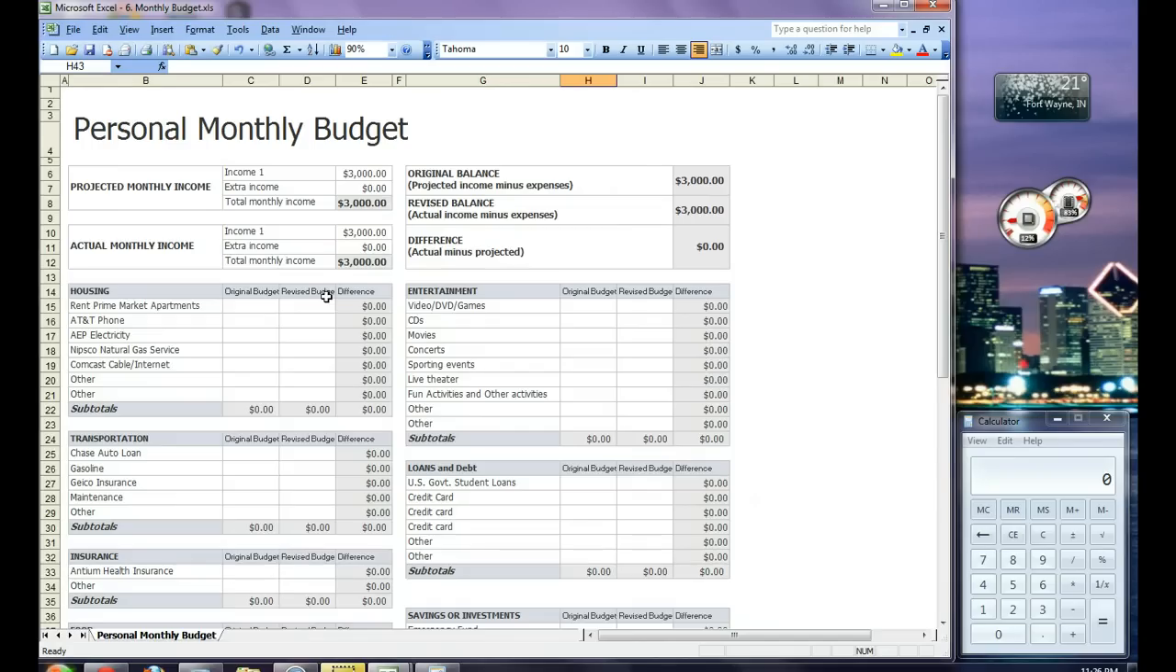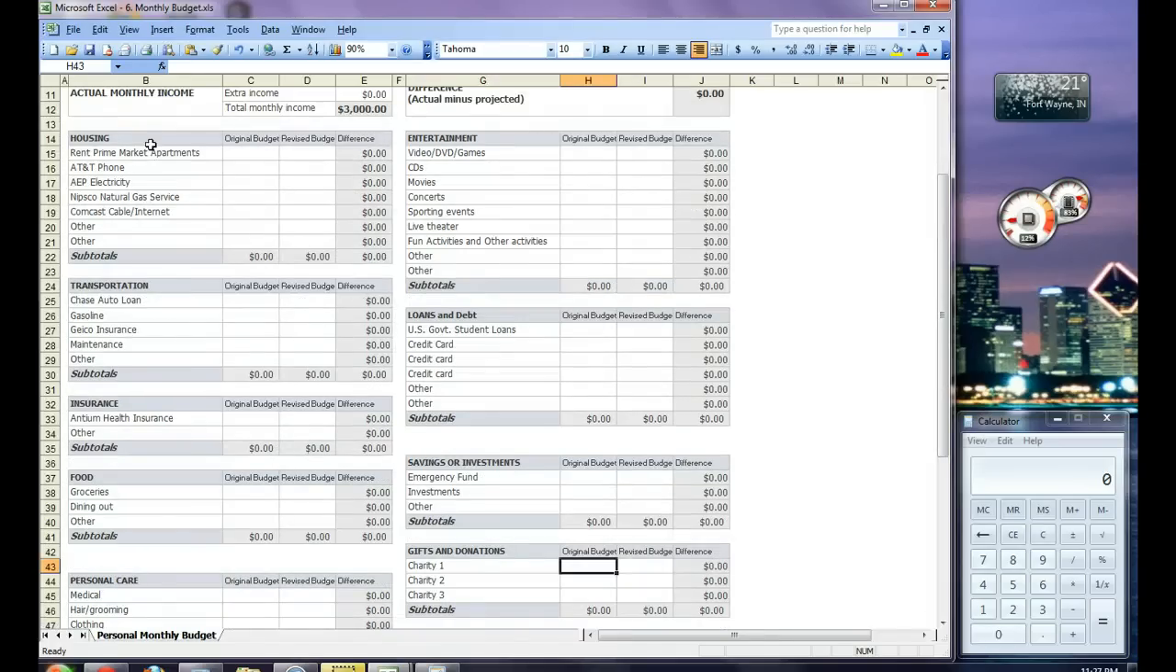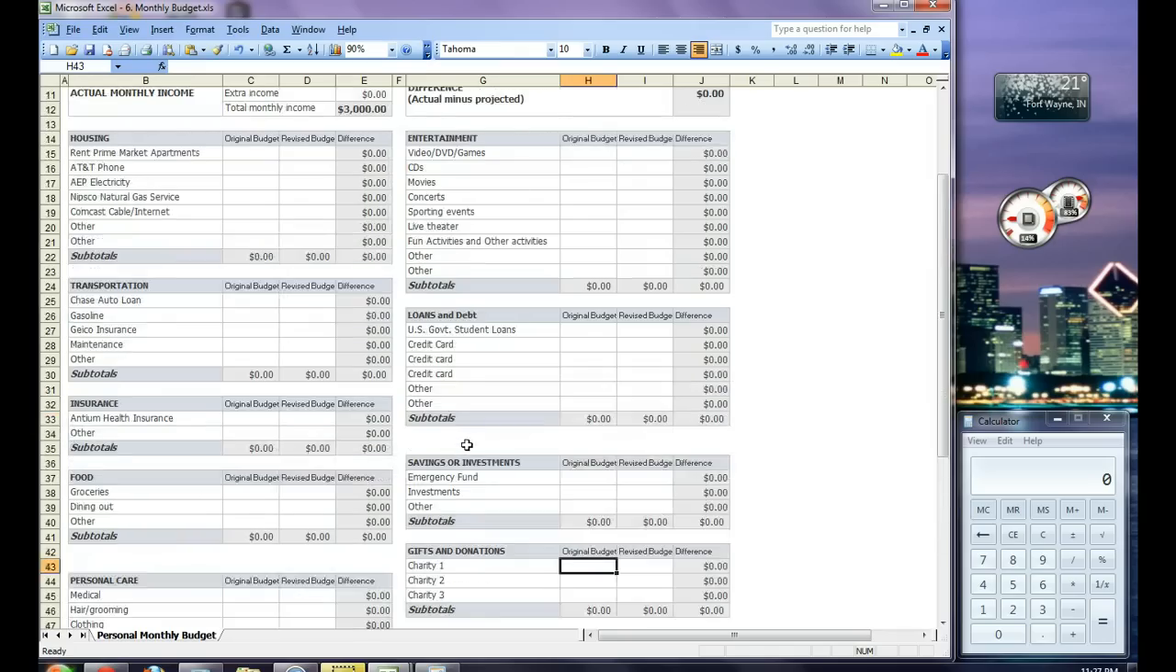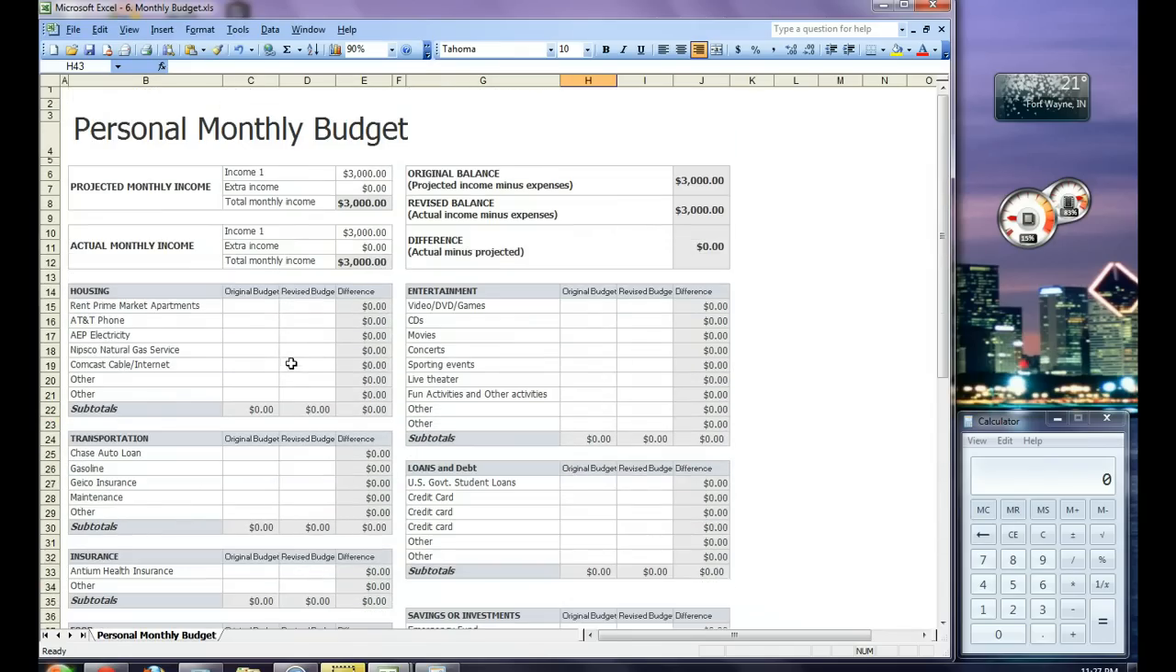Then the revised budget, which will be shown in the next video, is going to be a budget that you put together based on your recommendations for them. Once again, we'll explain that in the next video. Just kind of running through the budget real quick. We have our different categories that we've also seen in the budget. There's some new ones: savings and investment, gifts and donations, but most of them are the same.